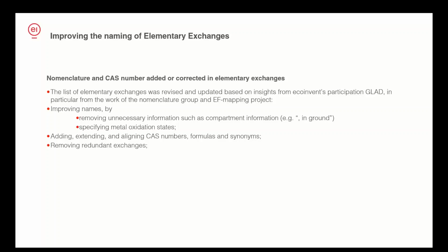We now also specify metal oxidation states in all the elementary exchanges, and in the case of CAS numbers, formulas, and synonyms, we have updated and extended them, sometimes adding more than one CAS number, since more than one is possible for the same chemical. We have made sure to add formulas to all of them, and to add more than one synonym to the exchanges. We have also removed redundant exchanges.